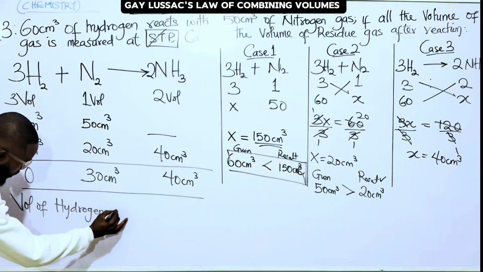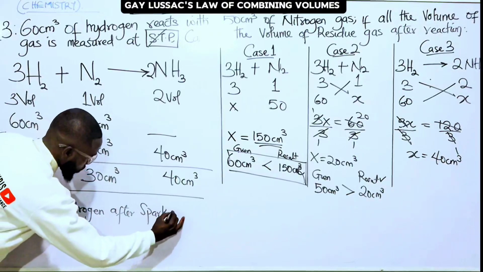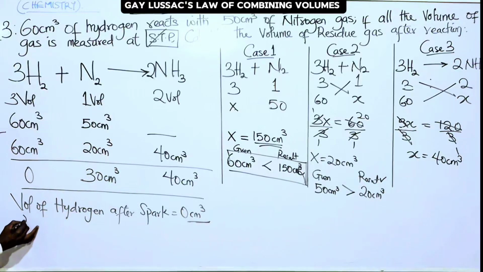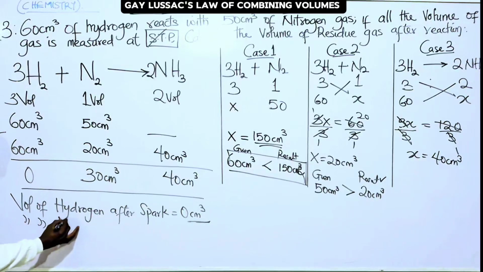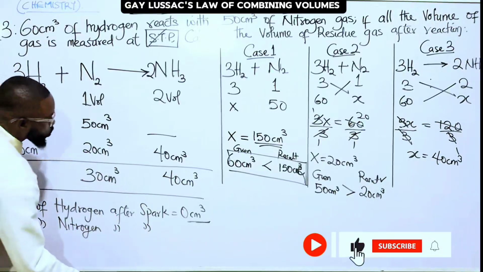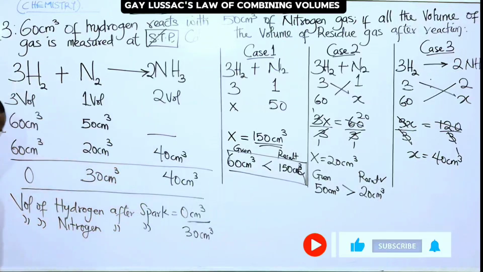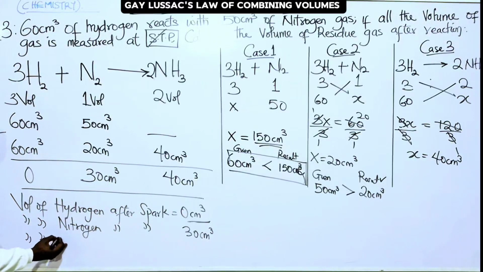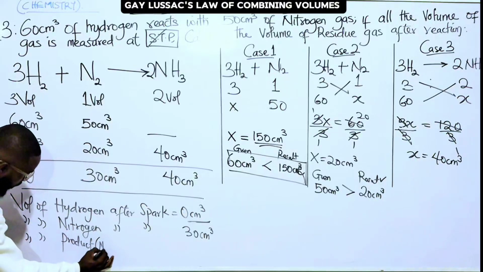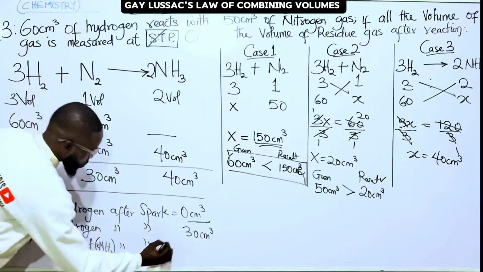Volume of hydrogen after spark is what? Is 0 cm3. Nothing. It was all used up, right? And then the volume of what? Of nitrogen. Nitrogen after spark gave us what? 30. Got 30 cm cube, as well as the volume of what? Of the product. Our product, which was what? NH3. 2NH3 after spark give us what?